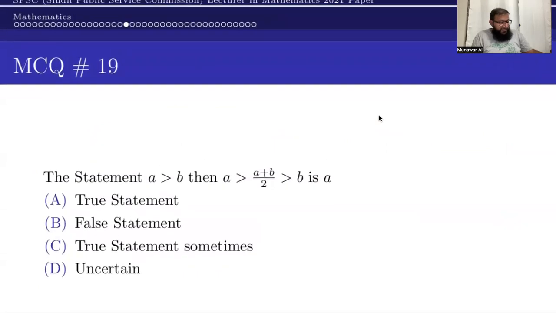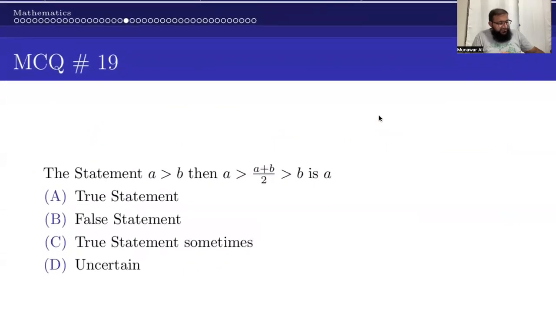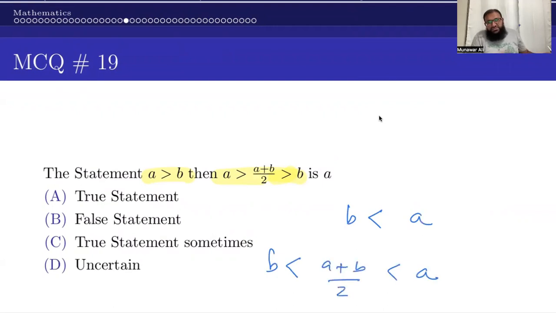Okay. So the next MCQ is really simple. If I give you a number which is bigger than some other number, then can I say this thing? I state it this way: I give you a number B which is less than A. So B is less than some other number, which is less than A. What is that other number? That is the average of these two. This always happens. So B is less than (A plus B)/2, which is less than A.